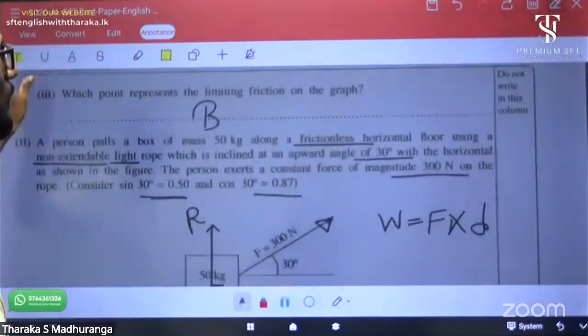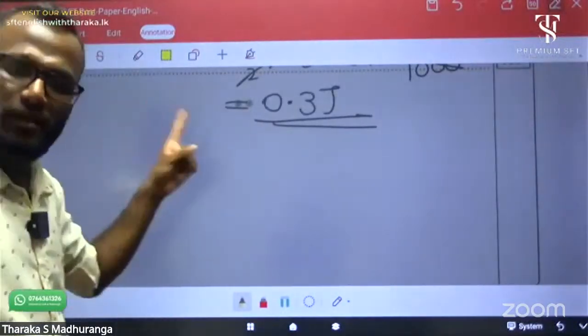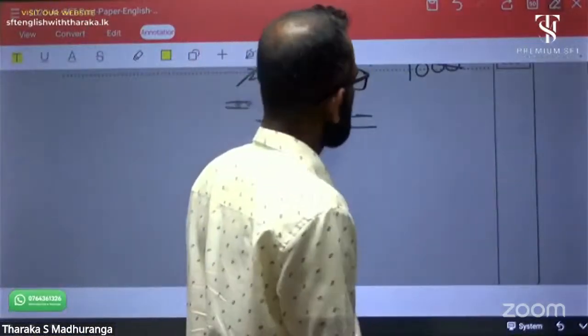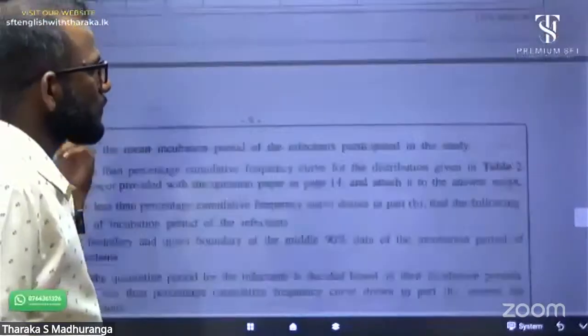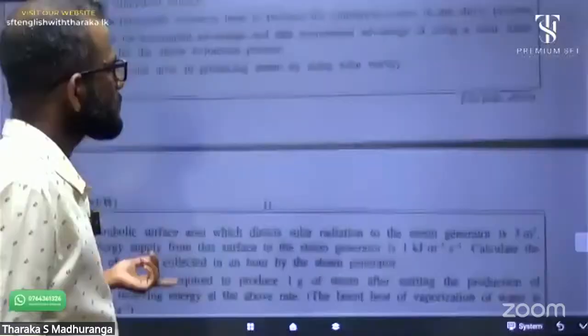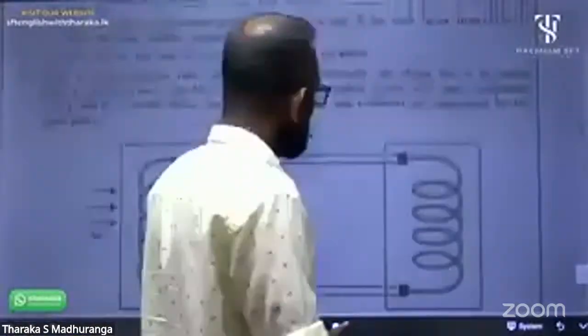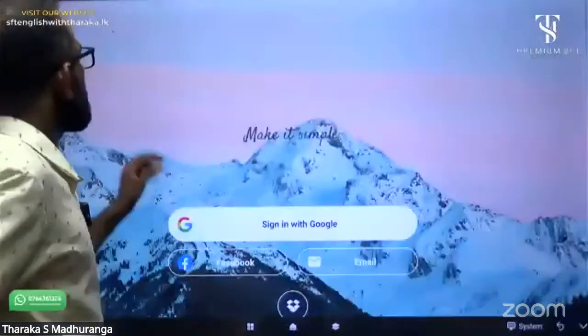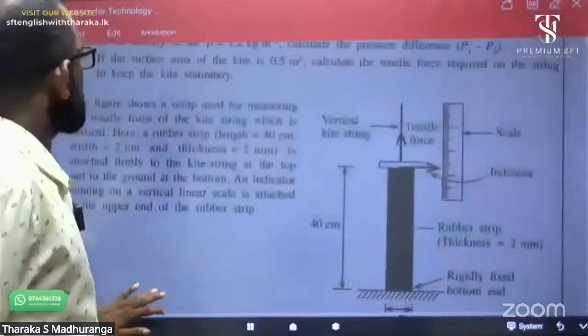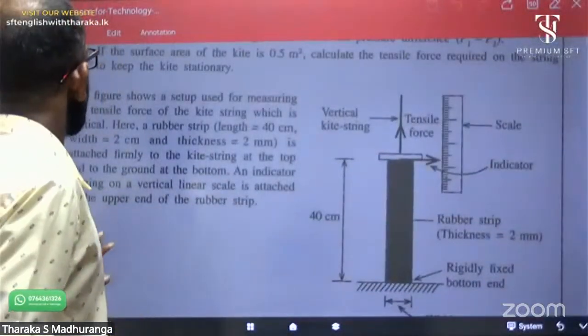Okay, this is the 2020 question. Let's move into the essay part. It's electricity questions still we can't, no? This one is our next task.